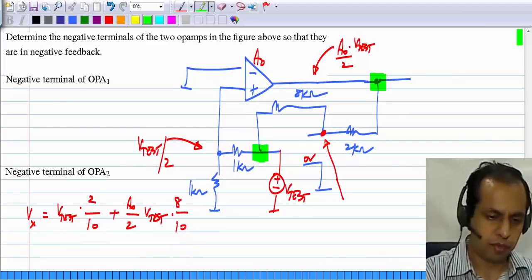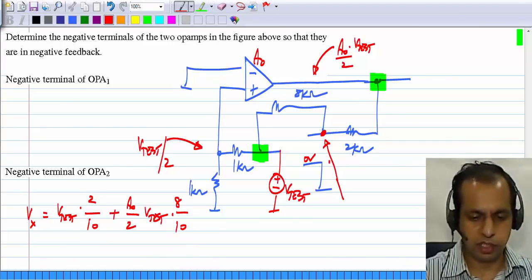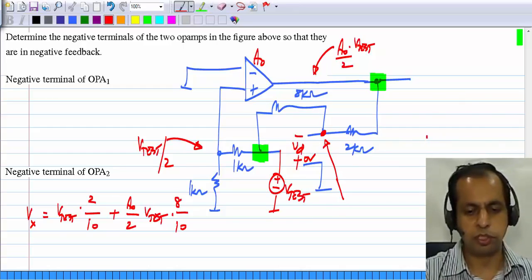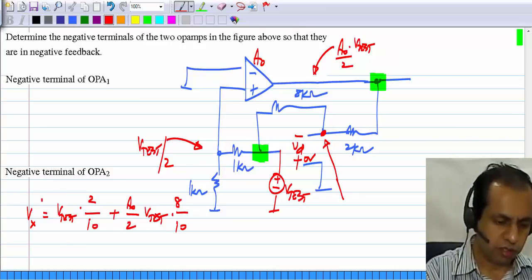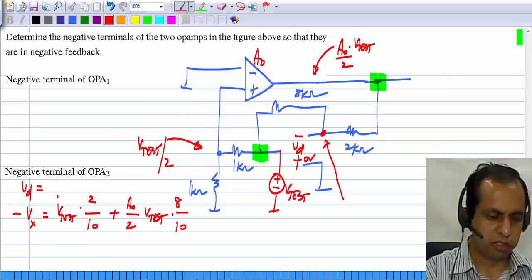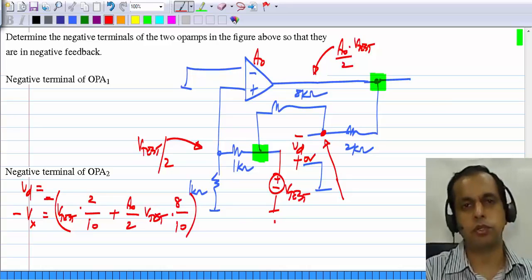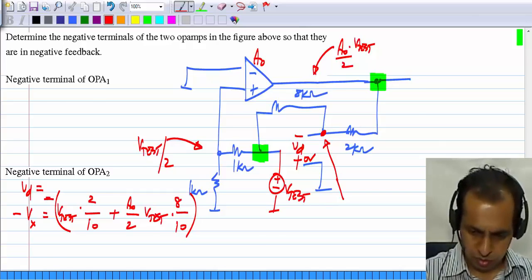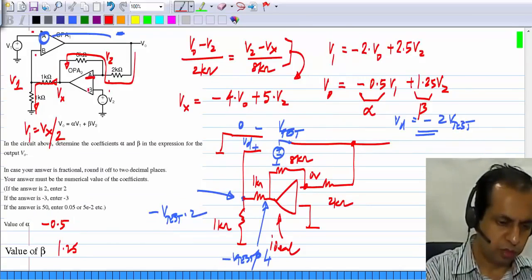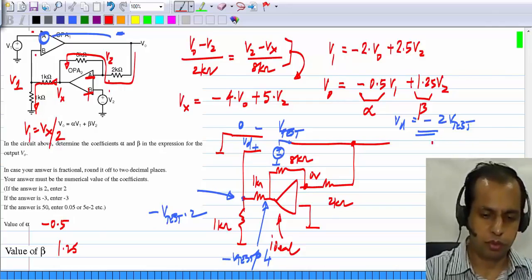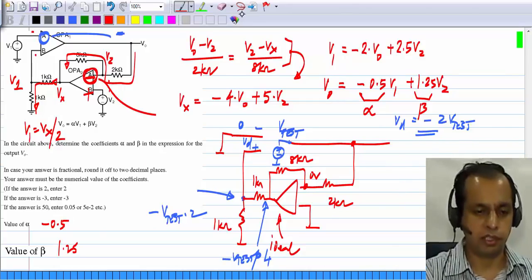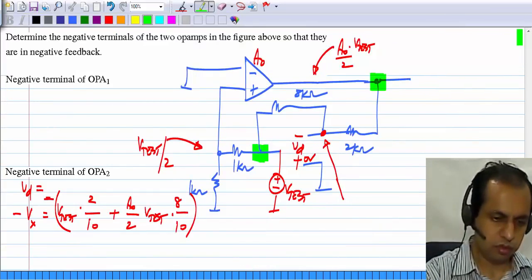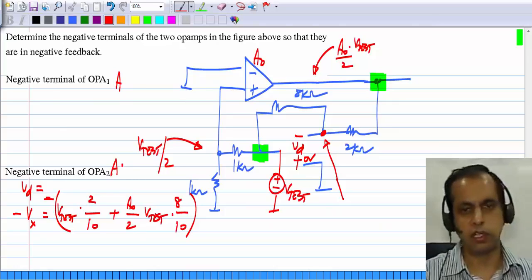Okay, so if it's a positive number times Vtest, then it's clearly this way, that is the sign of the op amp has to be this way. So then Vd will be equal to minus Vx, which is negative of this whole thing. So it will be a negative number times Vtest. Okay, so the sign of OPA2 must be minus and plus, and even for OPA2 terminal A is the negative terminal. Okay. So this is A and this is A.